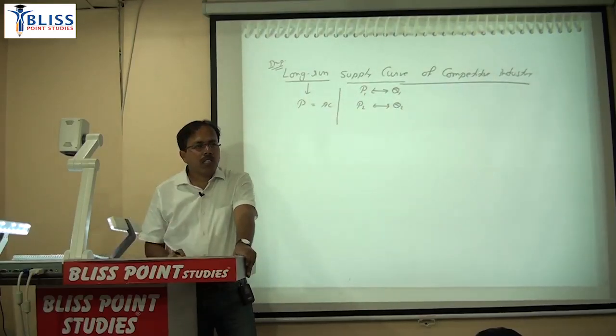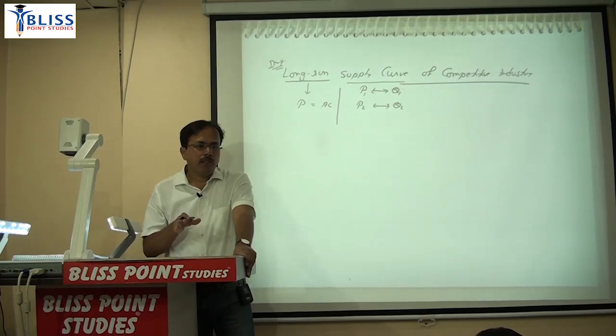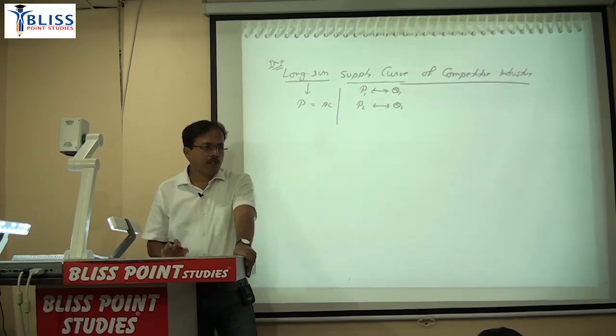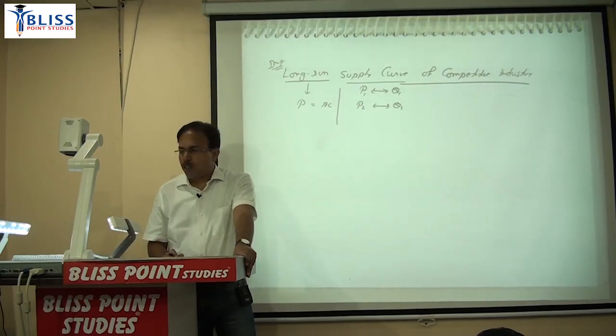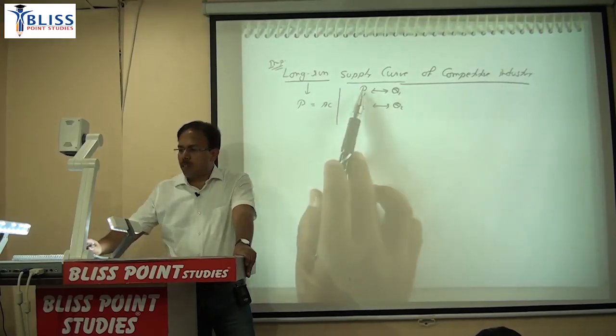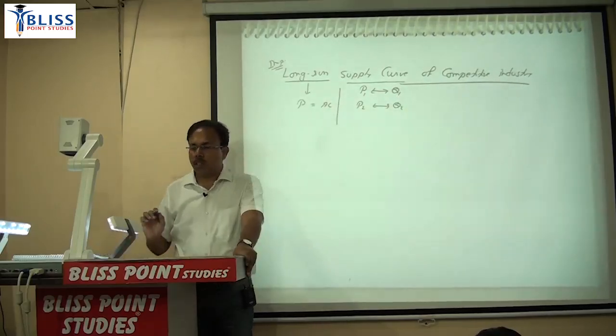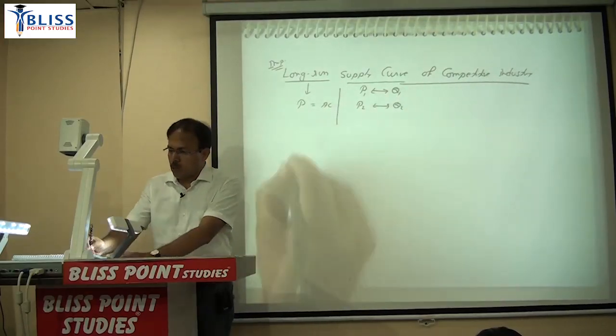If P is greater than AC, then और supernormal profit में entry, firms will enter into the market. So that entry will shift the supply curve. और loss अगर होगा तो exit होगा, उससे भी supply curve shift हो जाएगा. So we have to determine the relationship between price and quantity, and that too in long run.